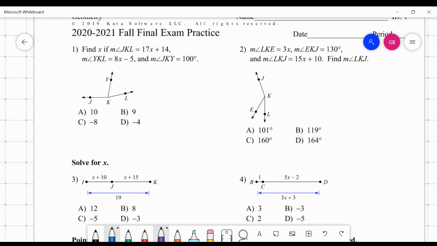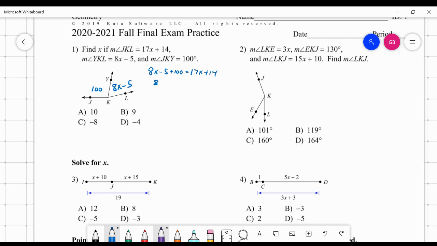Number 1, find x if the measure of JKL, which is the big angle, is 17x plus 14. YKL is 8x minus 5, and JKY is 100. So that means that by the angle addition postulate, 8x minus 5 plus 100 is equal to 17x plus 14.